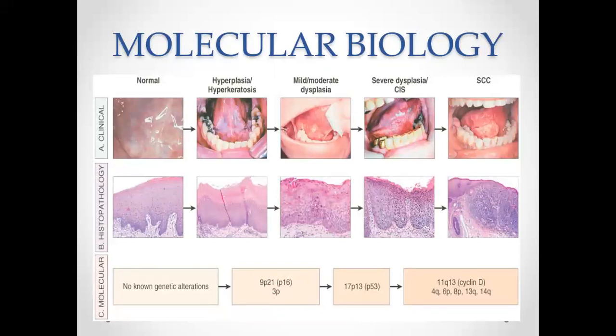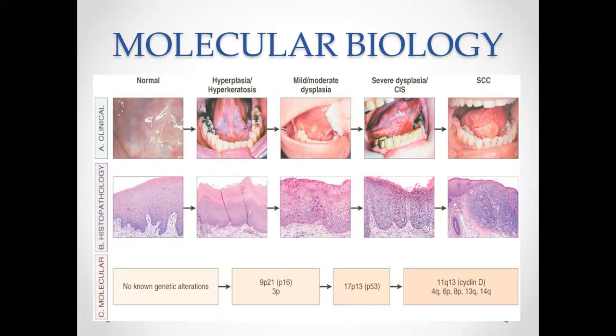In this figure, you can see that in the normal epithelium of the oral cavity, there are no known genetic alterations. And when there are P16 mutations, then there is hyperkeratosis. Subsequently, P53 mutations lead to mild or moderate dysplasia. And then there are the cyclin D mutations. So there will be severe dysplasia, that is carcinoma in situ, and ultimately there is squamous cell carcinoma.